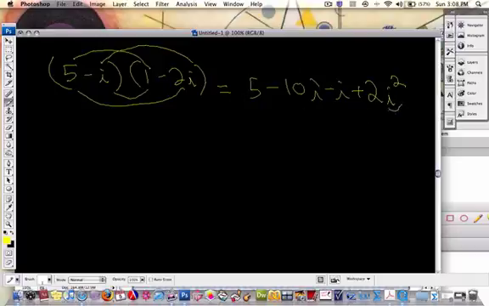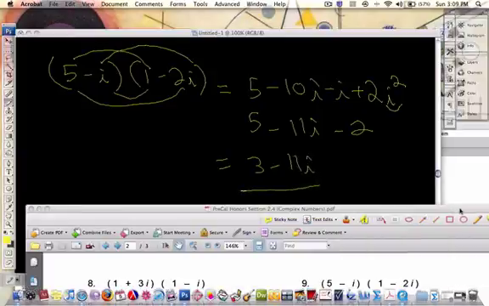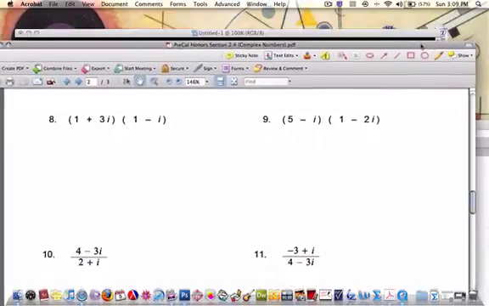This is going to become a negative 1, but maybe we don't want to do all that at once, and we might be inclined to make a mistake. So 5 minus 11i, combine those like terms. i squared is negative 1, so this becomes minus 2. Combine like terms again, we have 3 minus 11i. Okay, so just FOILing and keeping track of your negatives, easy enough.